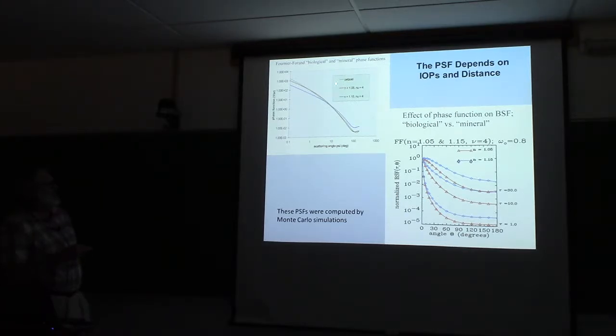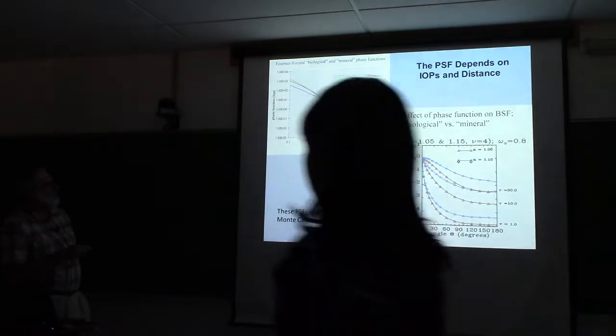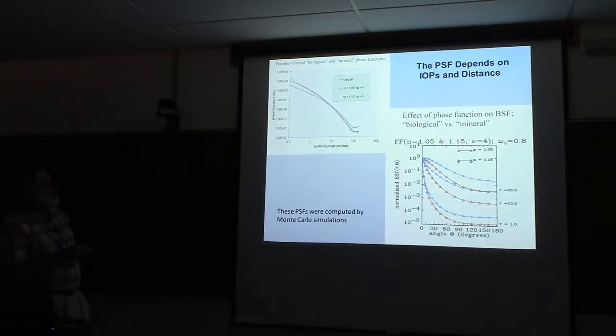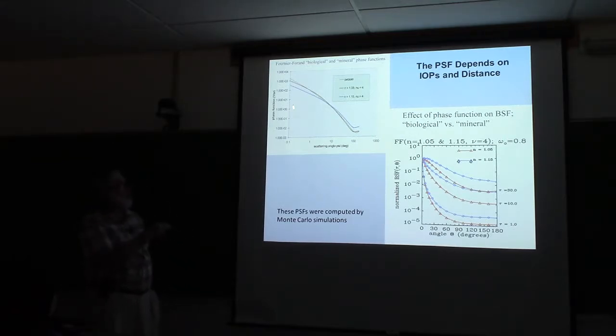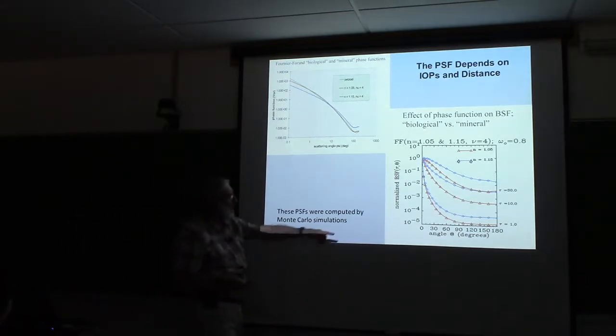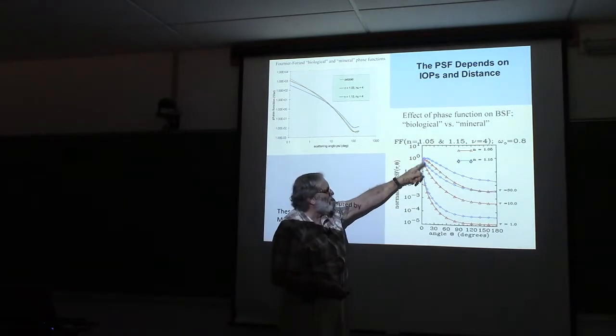So there's Petzold, in green, and Fournier-Ferrand for phytoplankton, and Fournier-Ferrand for mineral particles. So different indices of refraction. And then I have a Monte Carlo code that computes point and beam spread functions, where I just trace lots of photons for whatever phase function I want to use. And here are some example values where I've normalized all the values to 1.